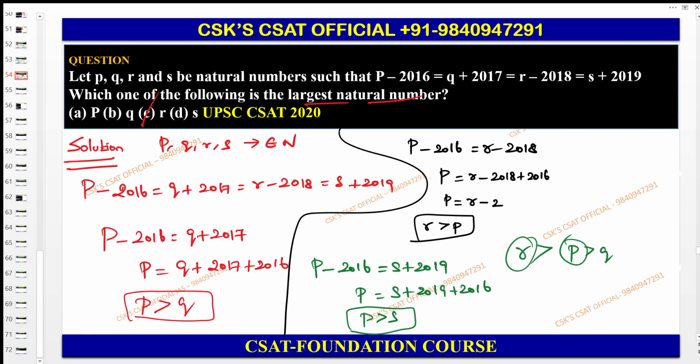Please explain how R is greater than P. Which part do you want to learn? I just explained. You take any value for R. Tell me some value for R. Say 3, put 3 there. What is the value of P? 1. Then whether it is less or greater. Understood, Vishal? Yes, sir. Okay.